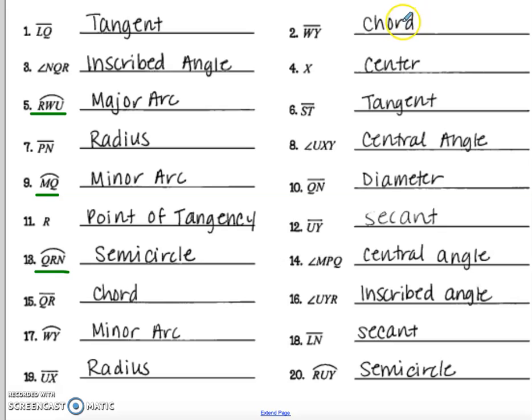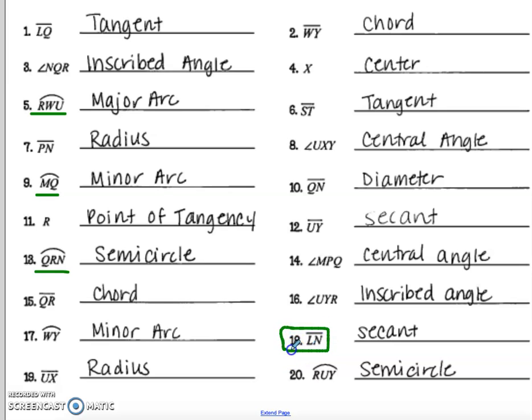On the right side, 2 was a chord, 4 was the center, 6 was tangent, 8 was a central angle, 10 was the diameter, 12 was secant, 14 was a central angle, 16 was an inscribed angle, 18 was a secant, and 20 was a semicircle.